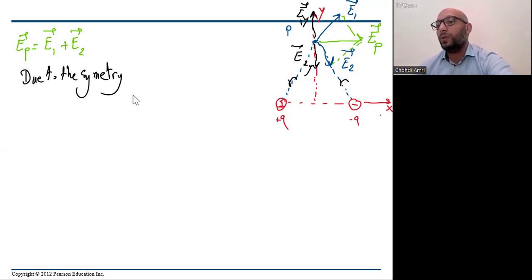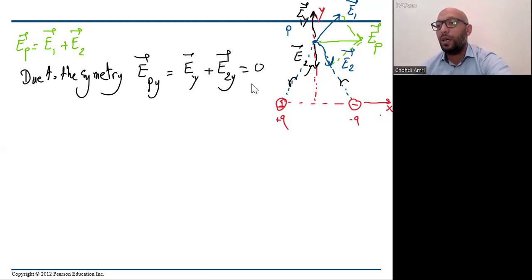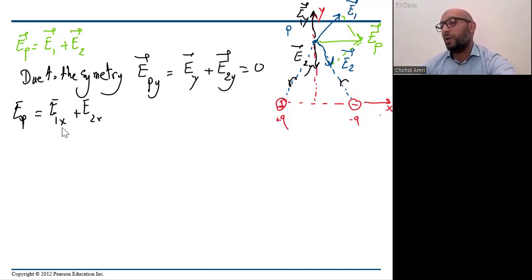What we can conclude due to the symmetry: EPy, which is equal to E1y plus E2y. How much is this? Yes, good. It's 0 due to the symmetry. One is pointing upward, one is pointing downward. They have the same magnitude, so their sum is 0. So we only have an x component. EP is equal to E1x plus E2x.